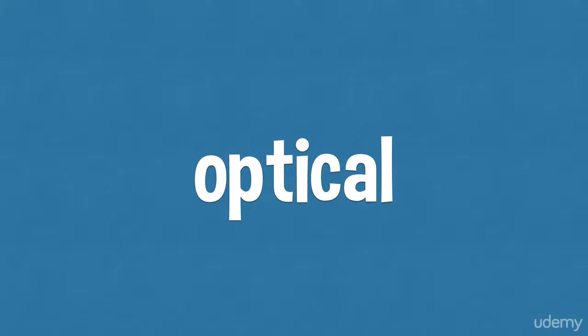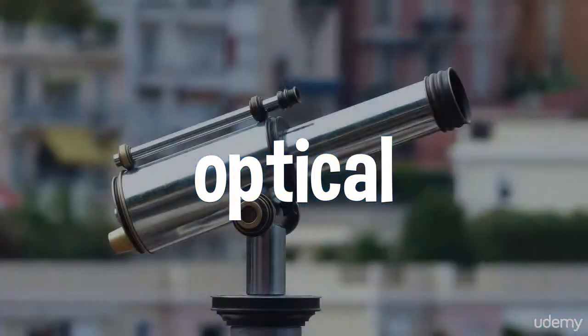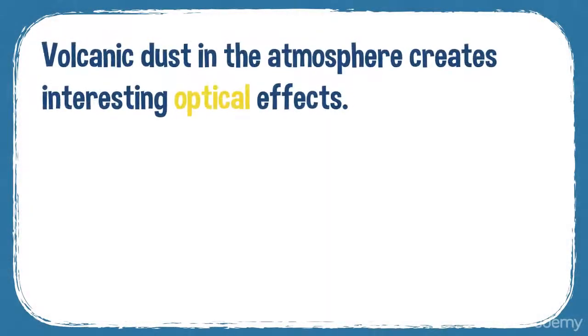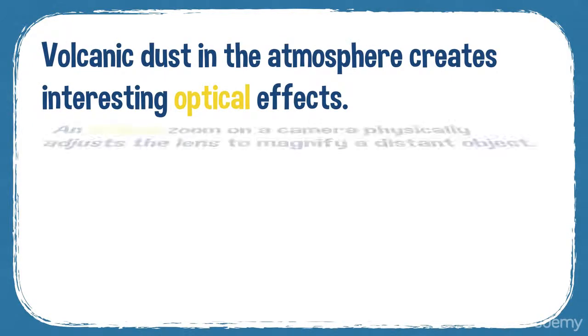Optical is your next word, optical. Optical devices and processes and effects involve light or vision or images. It's basically anything to do with vision, light or images. Here's an optical telescope, so you can look at the stars. Volcanic dust in the atmosphere creates interesting optical effects.